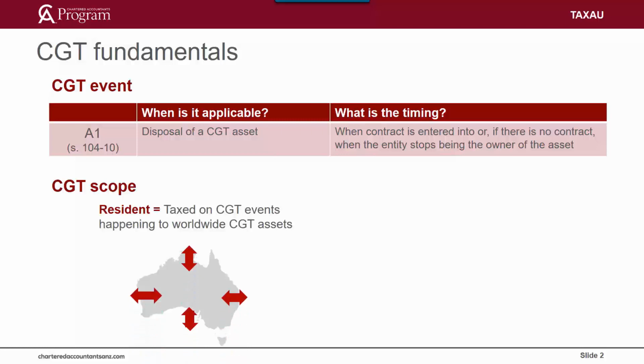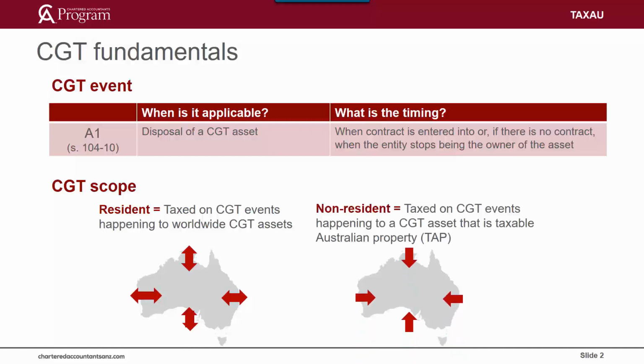Australian resident taxpayers are subject to tax on CGT events relating to their worldwide assets. However, a non-resident taxpayer is only taxable in Australia on CGT events happening to a CGT asset that is taxable Australian property, or TAP, for example, land and certain indirect investments in land. The inclusions and exclusions from the definition of taxable Australian property are explained in detail in your learning materials.